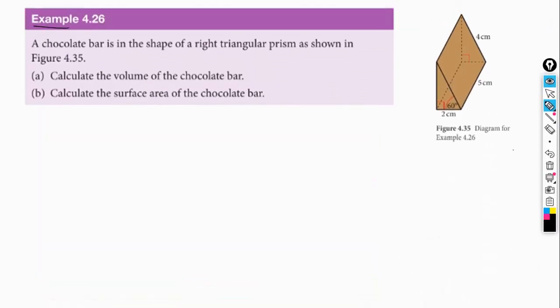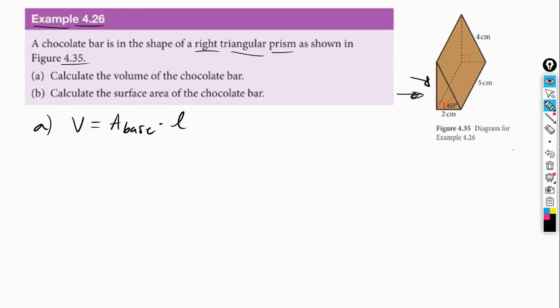So next we have example 4.26, and it says a chocolate bar is in the shape of a right triangular prism as shown in figure 4.35. So we can see that here to the right. Part A, calculate the volume of the chocolate bar. So let's recall that the volume for a right triangular prism is equal to the area of the base times the length. Now we said before that the area of the base is the triangle, right? So this triangle, we need to find that area.